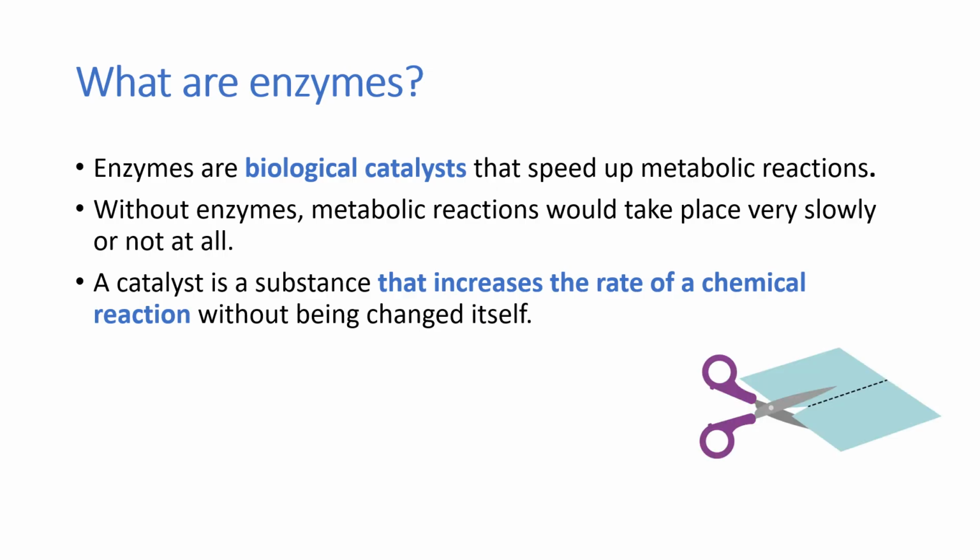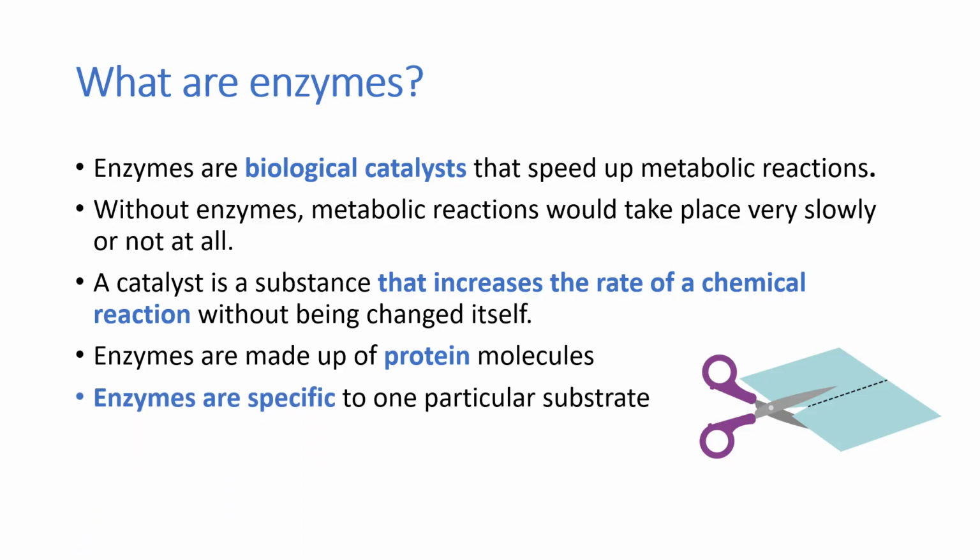So we can use the scissors model to understand the action of a catalyst or an enzyme. We use a pair of scissors to cut a paper into smaller pieces. So at the end, the paper changes, but the scissors remain unchanged. So the action of an enzyme is also similar to this. After speeding up the reaction, the molecules or the substrate can change into products, but the enzyme or the catalyst remains unchanged. All the enzymes are made up of protein molecules, and these enzymes are very specific to a particular substrate.